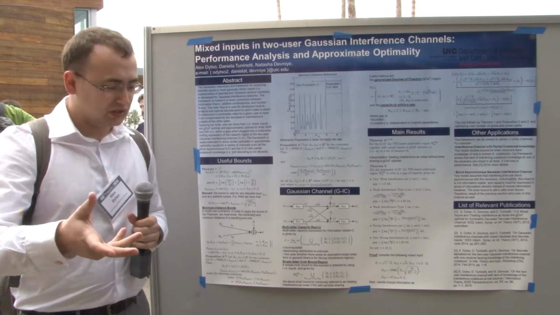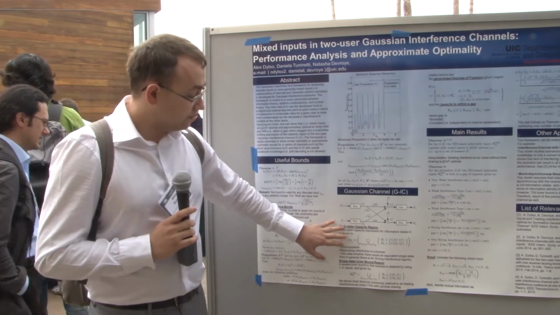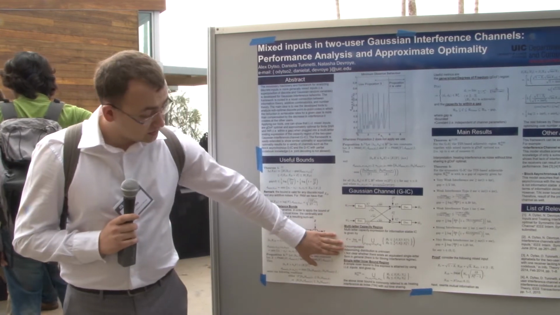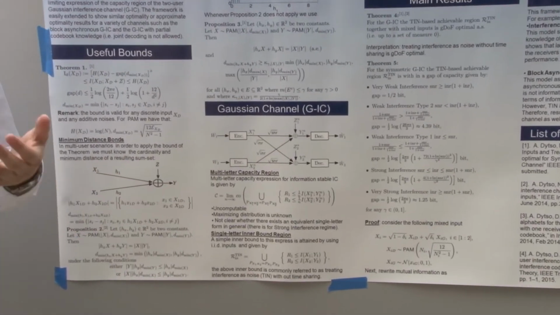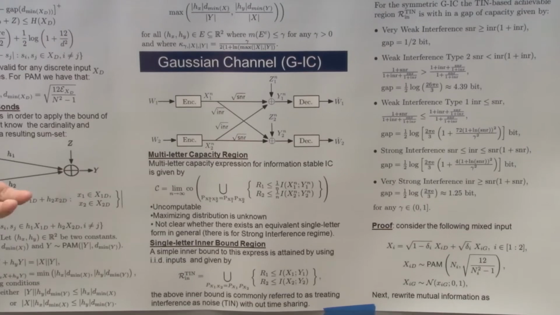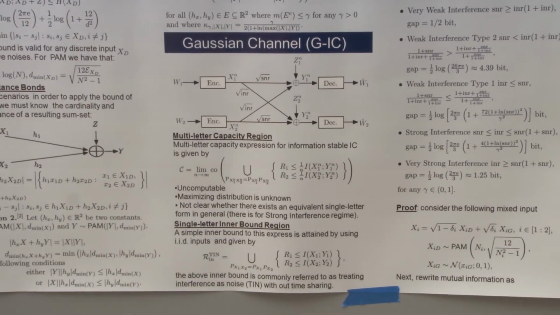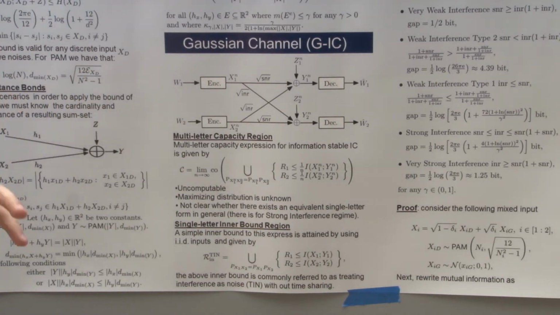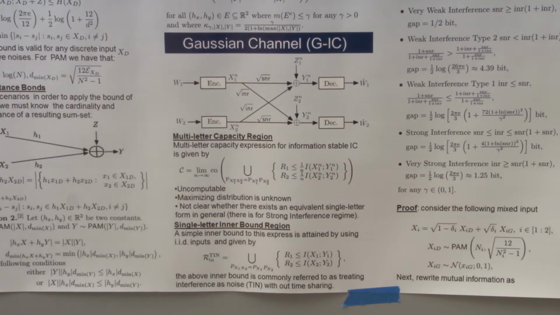With these tools in hand, we will apply them to the problem of an interference channel. We know what the capacity of the channel is: it's this multi-letter expression. Unfortunately, it's uncomputable, in the sense that we don't know what the maximizing distributions are. It's not even clear that this form has a single-letter expression. It does in strong interference, but in all other regimes we don't know.